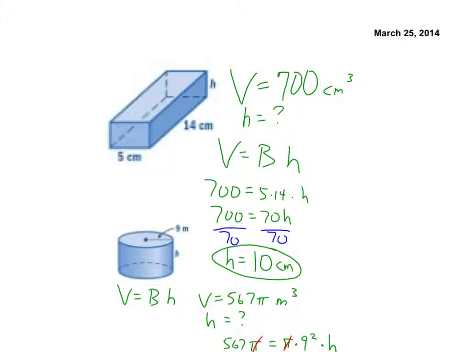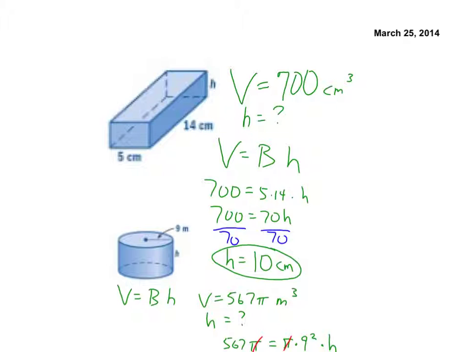Now what this example is about is if I don't give you the height, but I give you the volume. The volume is 700 cubic centimeters. And what's the height? Well, we can get the base area by doing 5 times 14, which is 70. I don't know h. I'm given my volume of 700. So I have this equation: 700 equals 70h.